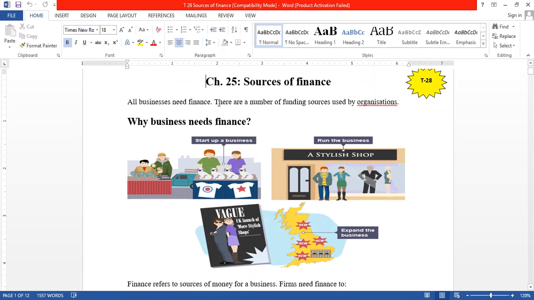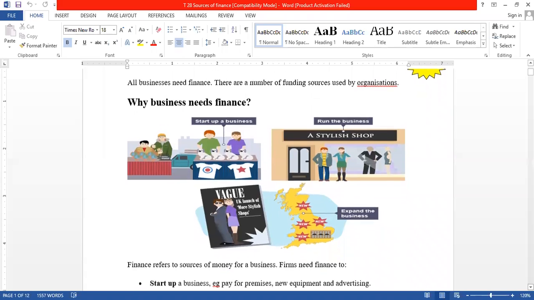Another similar name for finance is money. There are a number of funding sources used by organizations. Businesses need money for different purposes. In this case, you can see startup capital. If you want to start a small business, a t-shirt selling business, whatever the business, you need money. So that is a very important thing for a startup business. We need startup capital. And another thing is to run the business.